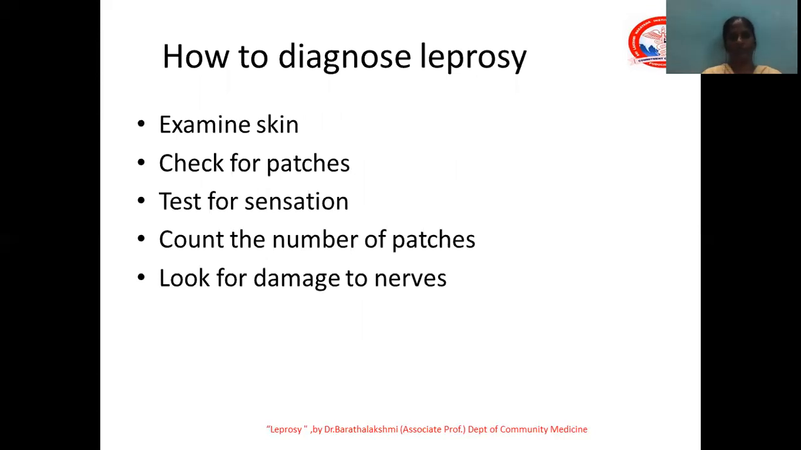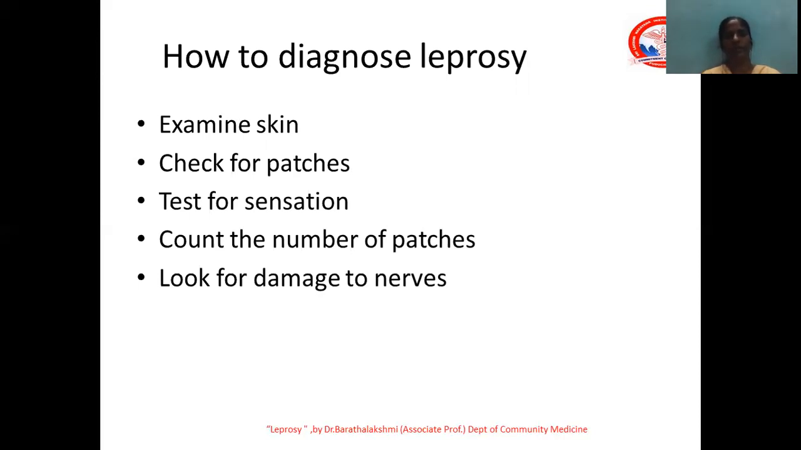So how to diagnose leprosy? Let me tell you once again. We have to examine the skin. The whole body should be examined, excluding the private parts. So the whole body, from head to toe, both front and back, should be examined. Many times we miss the diagnosis as it can occur at the back also. So we have to examine if there are hypopigmented patches.